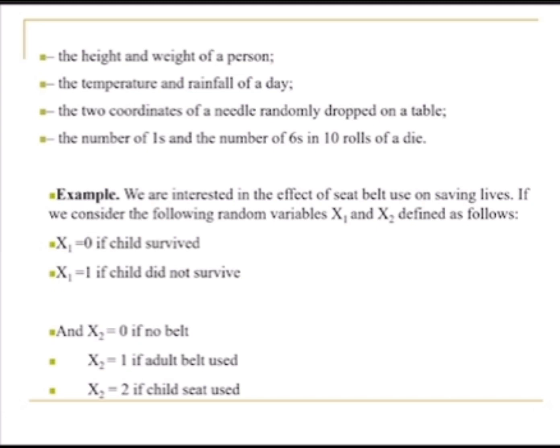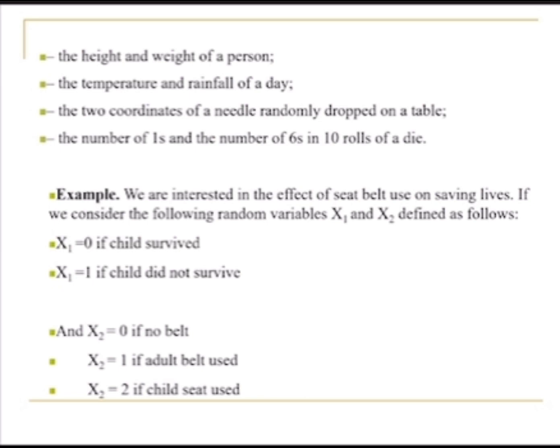We are interested in the effect of seatbelt use on saving lives. We consider the following random variables X1 and X2 defined as follows. X1 is 0 if a child survived. X1 equals 1 if a child did not survive. Because of that, X1 is just talking about the nature of survival, whether somebody survived or not. That is discrete. The state space here is 0 to 1, so that a child survived or not.